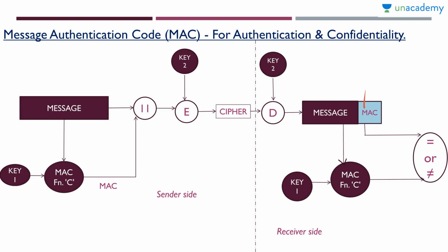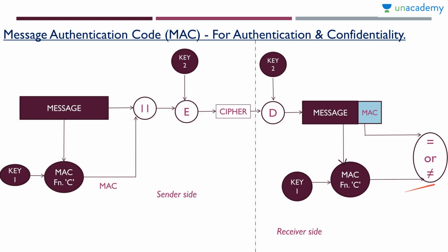Now he'll take the message alone and key 1, apply them to the MAC function, and he'll get an output. Then he'll take only the MAC and compare it with this output. If it is equal, the message is authentic, and if it is not equal, the message is not authentic.